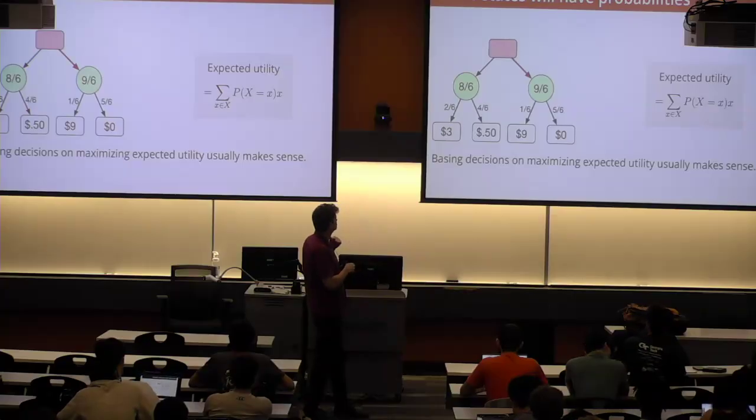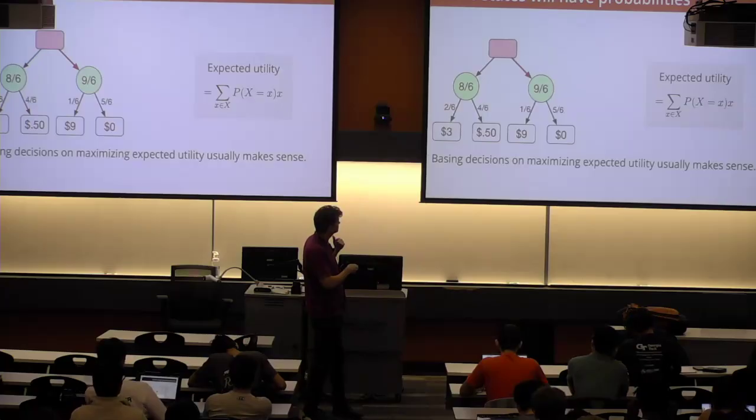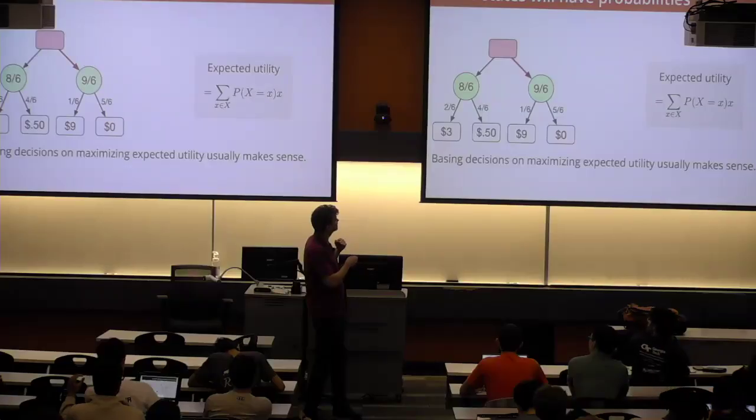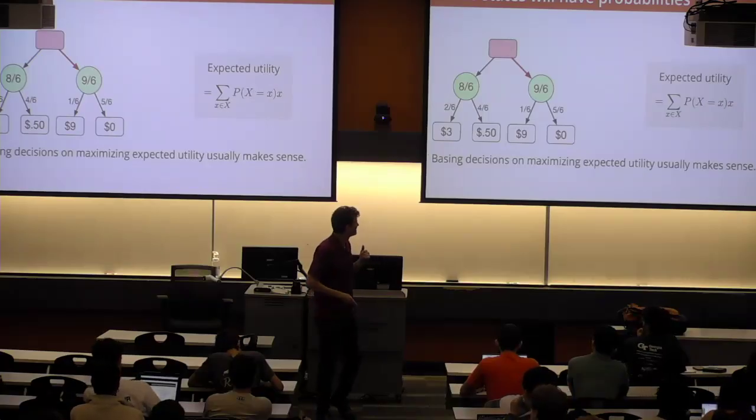There's a 2/6 chance you would end up in this state with the utility of 3, and a 4/6 chance that you would end up here at 50 cents utility. On this path, you'd have a 1/6 chance you'd get $9, and 5/6 you'd get 0. So if you were going for maximum expected utility, you would make this choice. Everyone's okay with that, now that we're starting to look at it like a tree?